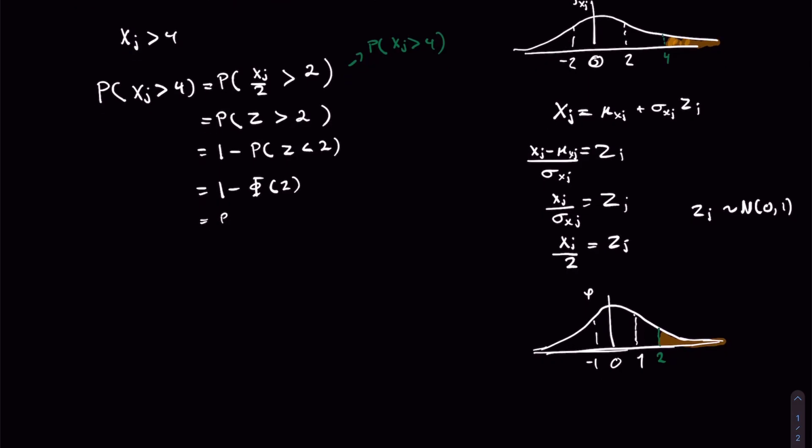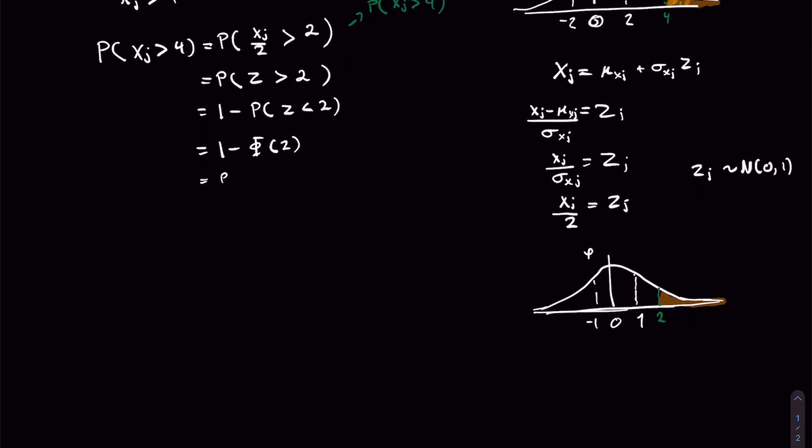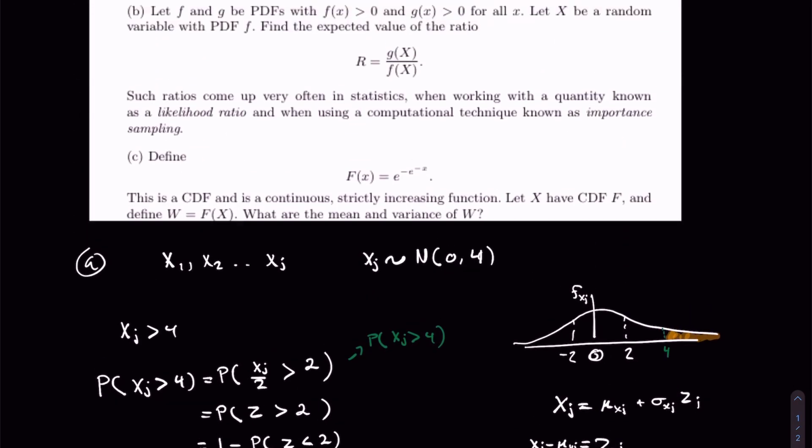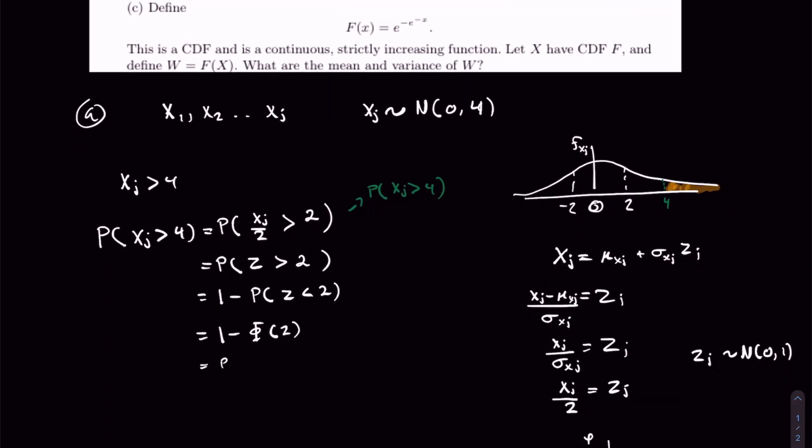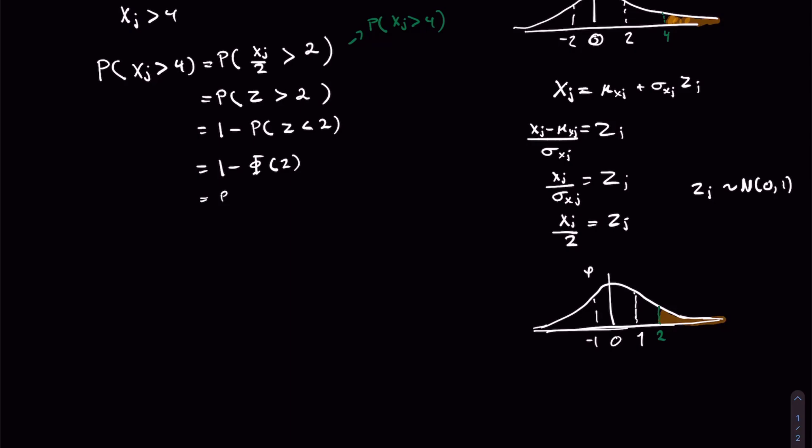Okay, let's move on. Now we are asked in the final step to find the expectation of j. And what does j really denote here? So let's write it down. Expectation of j.